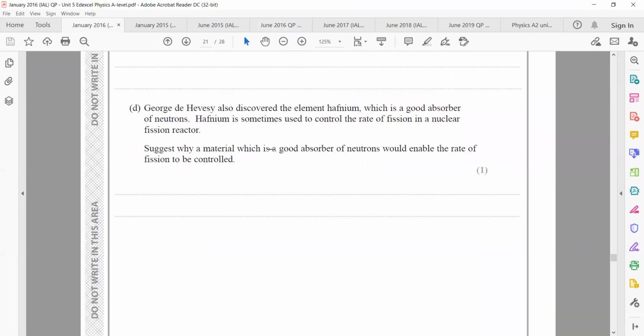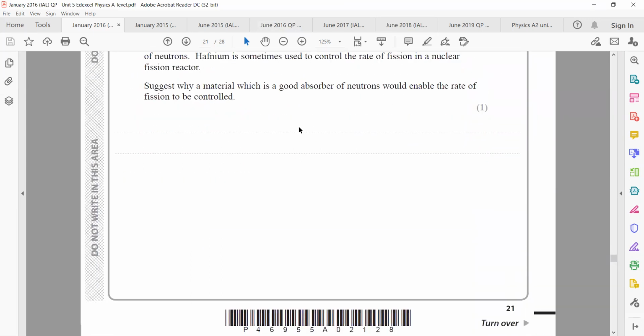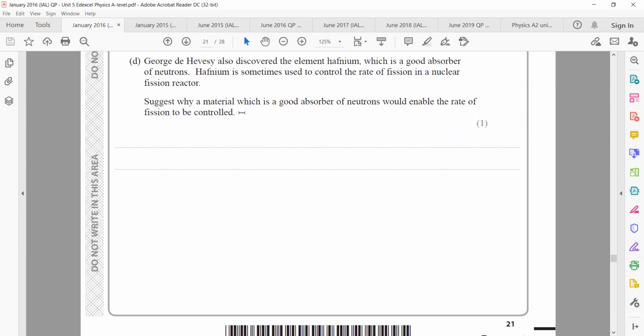The last part: suggest why a material which is a good absorber of neutrons would enable the rate of fission to be controlled. Because we use control rods. What is the reason for that? They reduce the number of neutrons incident on the radioactive nuclei, so we can control the fission. The material will absorb neutrons, or reduce the number of neutrons available to cause further fission. That's how it controls that.